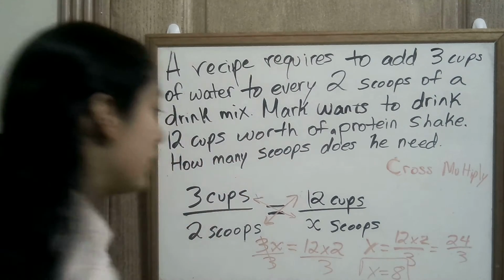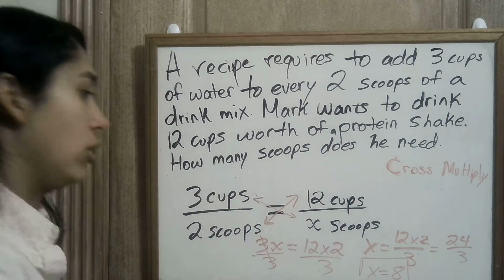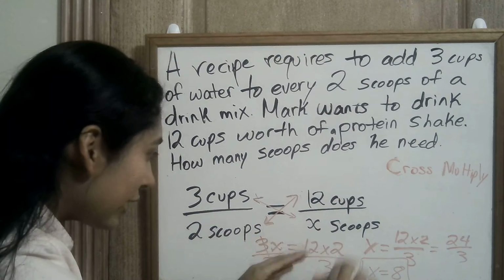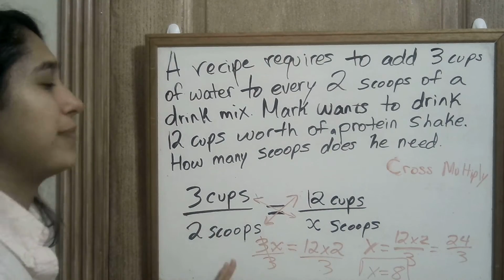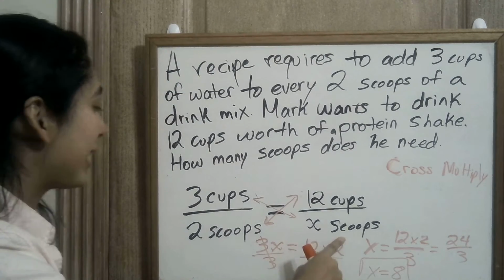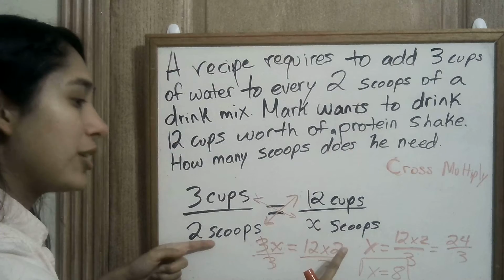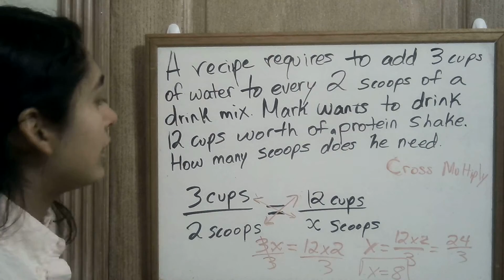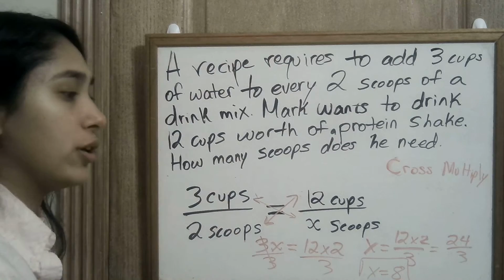In case you did not want to be doing your cross differential analysis with your scoops and cups and labeling each thing and then crossing out units, it's okay right here with proportions. You don't have to keep track of that. I know whatever number goes here is going to have to be in scoops, because what's on the left side of the proportion is going to have to be what's on the right side of the proportion. This denominator over here is scoops, so this denominator over here is going to have to be scoops. I know Mark is going to need 8 scoops of his protein shake mix in order to make 12 cups worth of a protein shake.